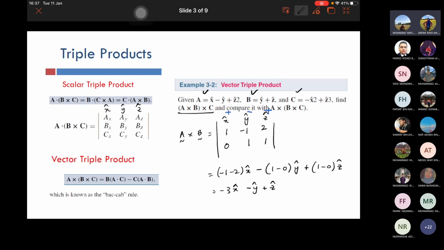Okay. Then buat pula untuk cross dengan C. So sama je sebenarnya, cuma notation dia yang berbeza. Sama lah macam awak semua kan. Kalau katakan this one.